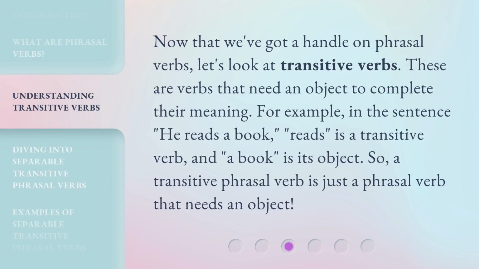Now that we've got a handle on phrasal verbs, let's look at transitive verbs. These are verbs that need an object to complete their meaning. For example, in the sentence, he reads a book, reads is a transitive verb, and a book is its object. So, a transitive phrasal verb is just a phrasal verb that needs an object.